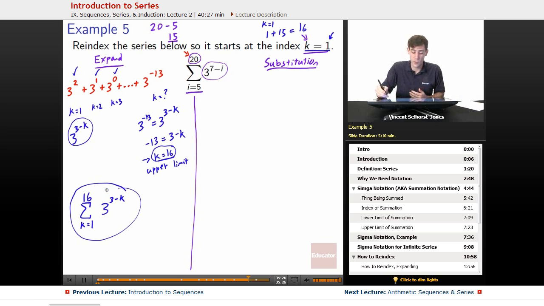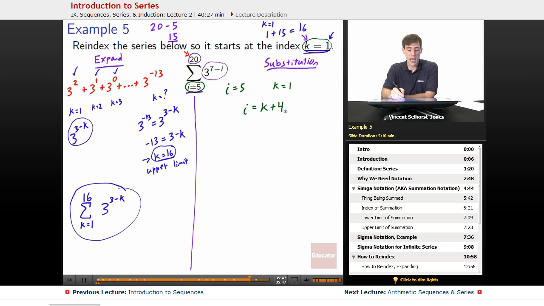Alternatively, we could do this through substitution. We could have also set this up by noticing, well, we've got i equals 5 here, and we want to start at k equals 1. So at the first place, we have i equals 5, and then at our second place, we have k equals 1. So if we have i equals 5 here and k equals 1 here, then we can see that i is equal to k plus 4.